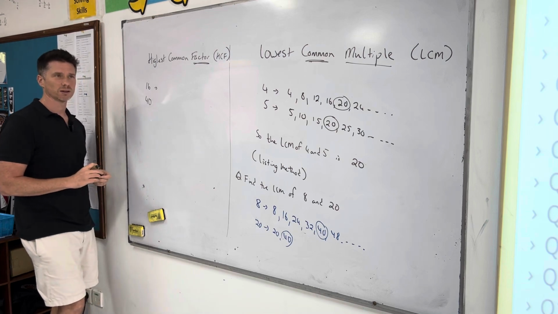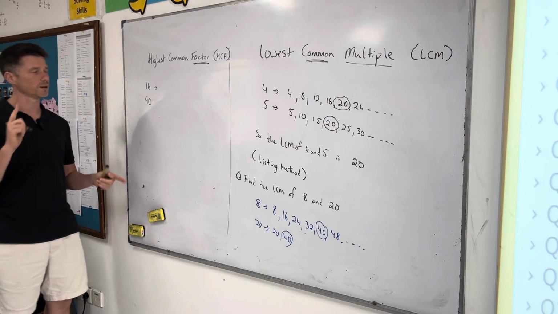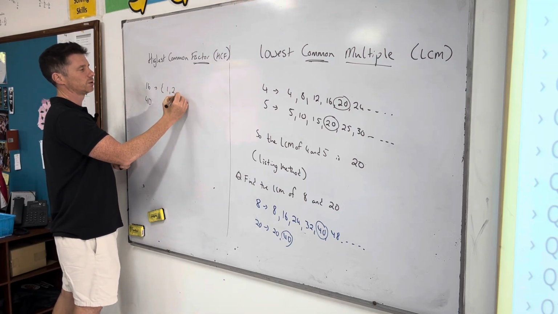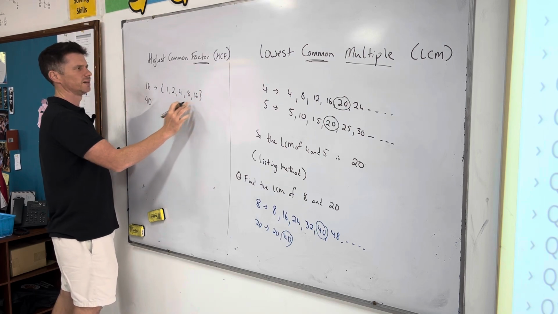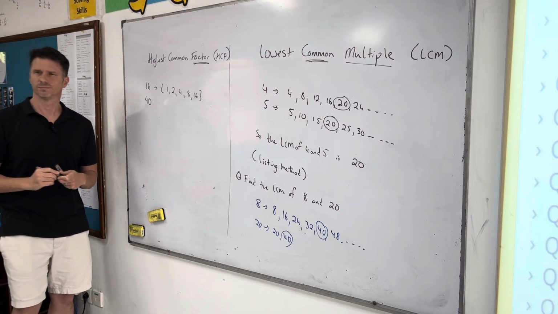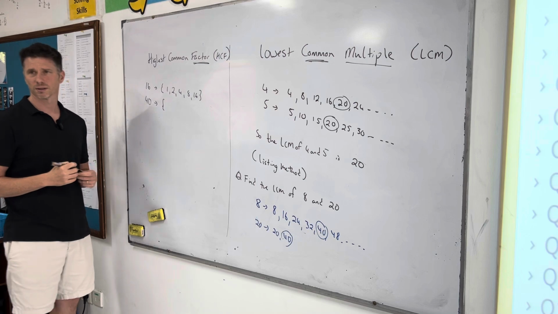I am going to just list all the factors I can think of in 16. You can do this in pairs if you want. 1 times 16, 2 times 8. So my factors of 16 are 1, 2, 4, 8, 16. If I missed any, is 6 a factor of 16? No. Okay. 40. Who thinks they can do them all in order?